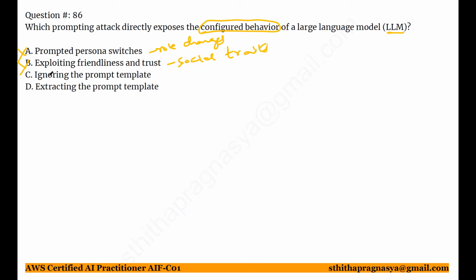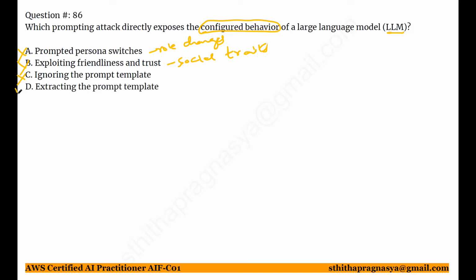And option C, ignoring the prompt template. This refers to scenarios where attackers attempt to bypass or ignore the designed structure of a prompt. However, this action does not explicitly expose the LLM's pre-configured behavior or the actual prompt template details. So this is incorrect as well, as it avoids the template without revealing it.